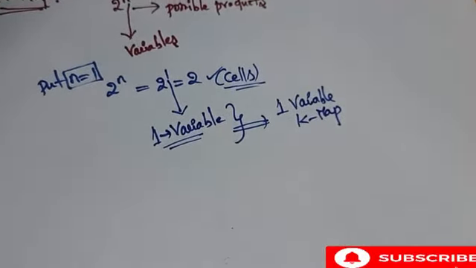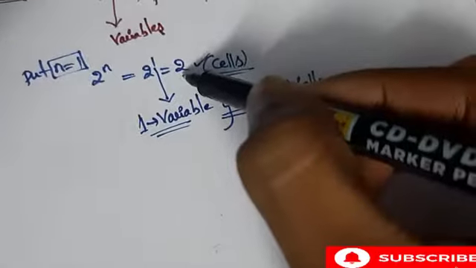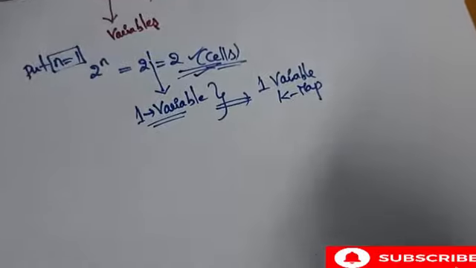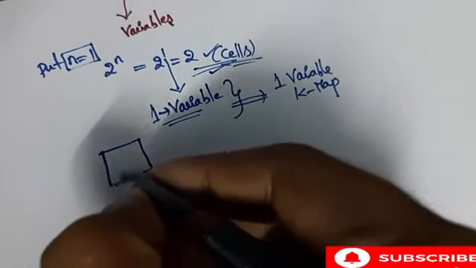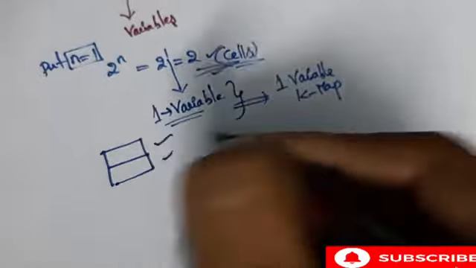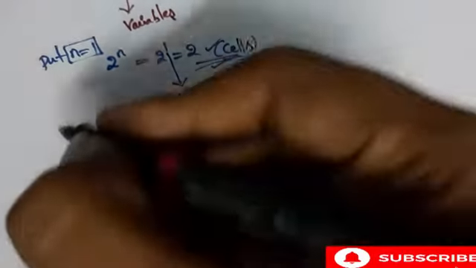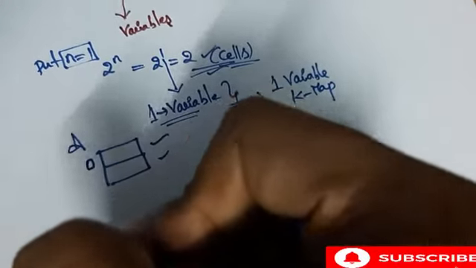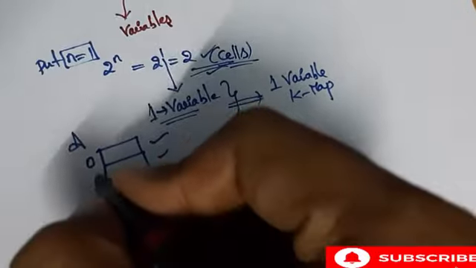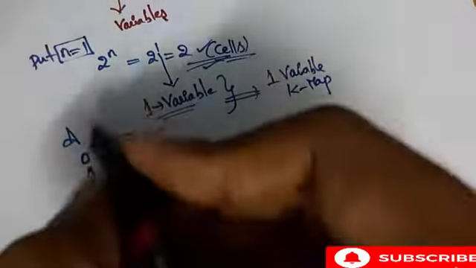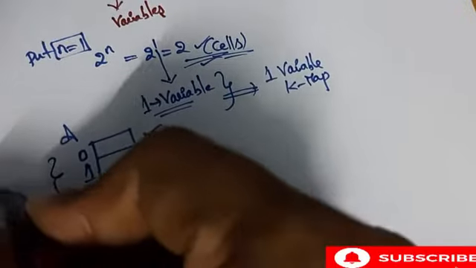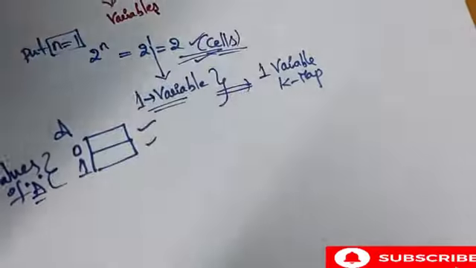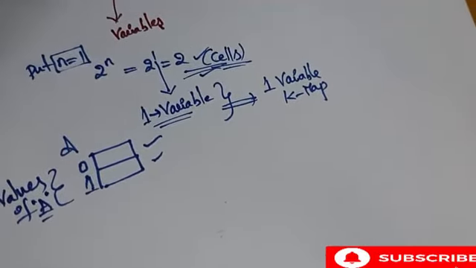Let's see. Here we can see 2 cells will be there. 2 cells means 2 boxes. This will be box 1, this will be box 2. If you take any variable, say a, the first box represents 0, and the other box represents 1. These will be the values of a. This is the one variable K-map.